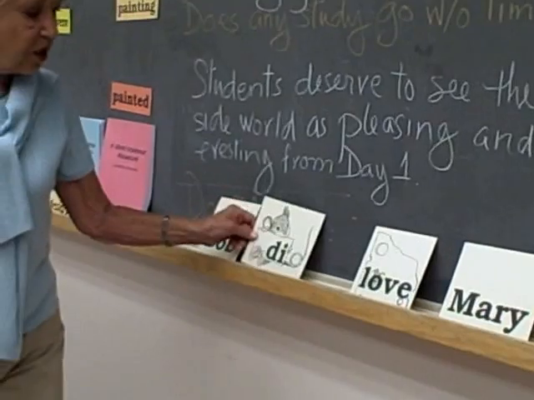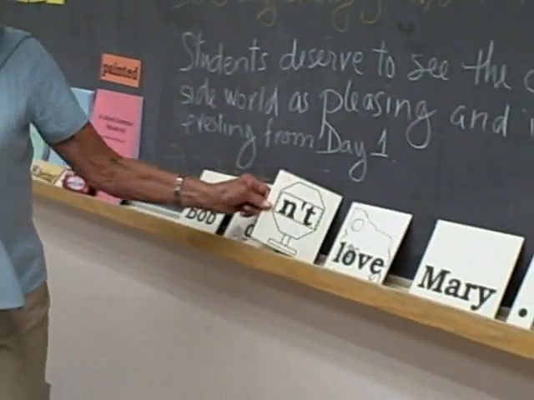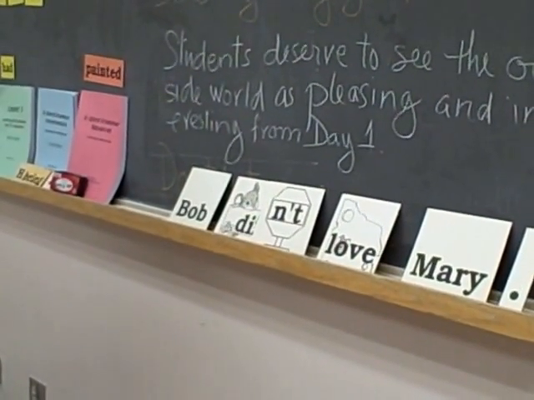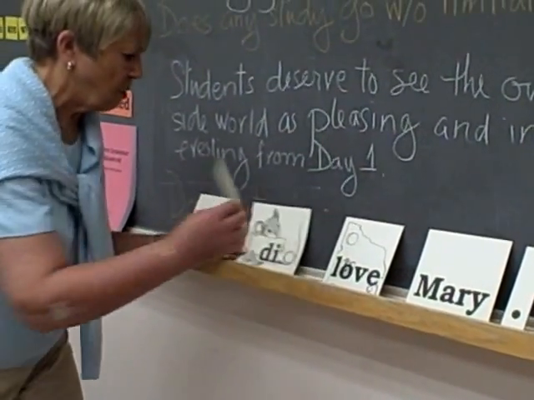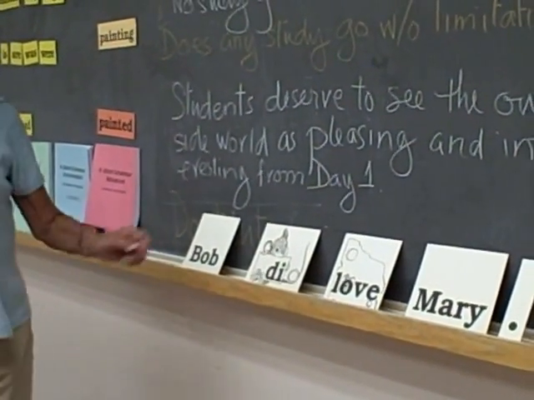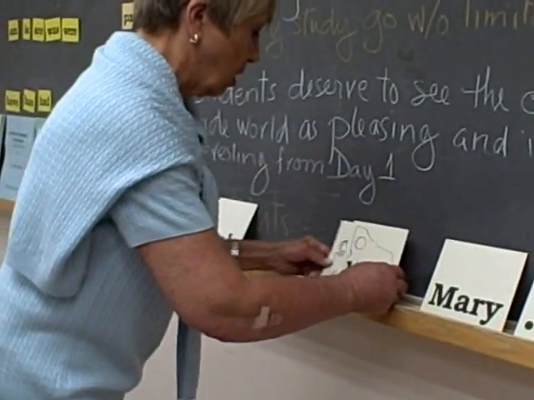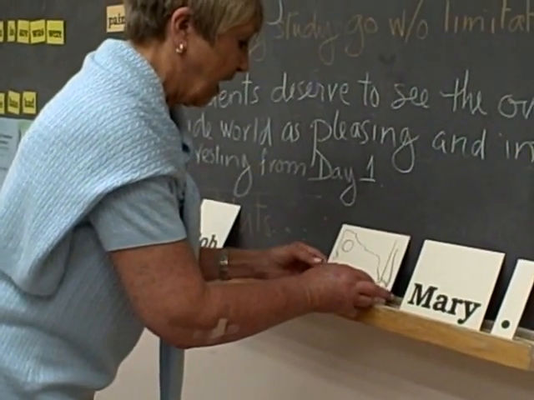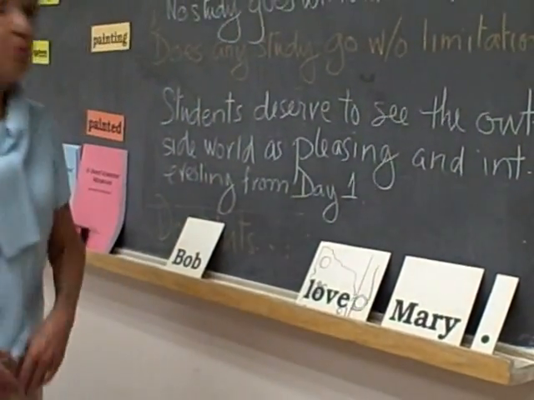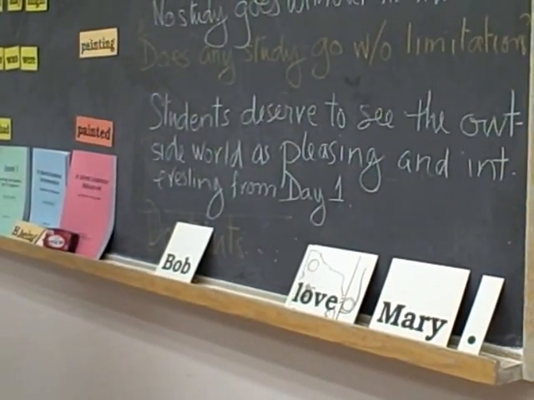And then give me my negative. Bob didn't love Mary. And give me my emphatic. Bob did love Mary. Okay, and then we relax. Bob loved Mary. And Evelyn's going to give us our last one. Bob loved Mary. Bob loved Mary.